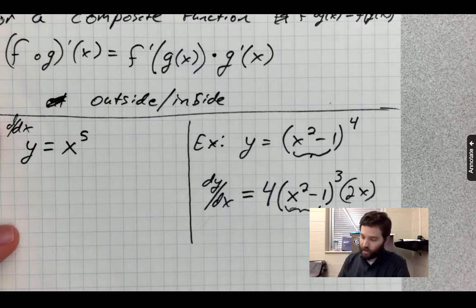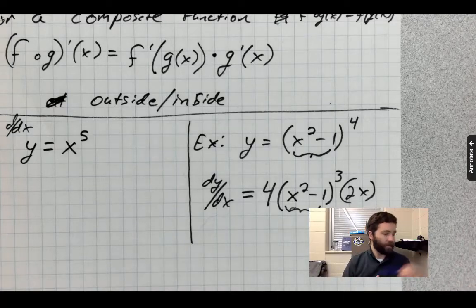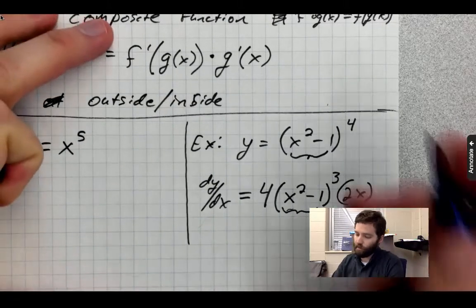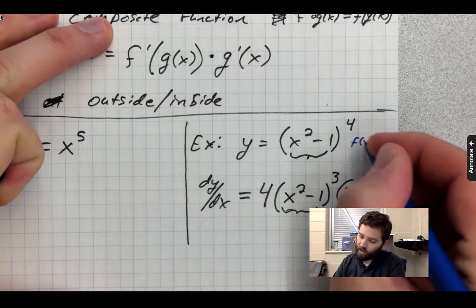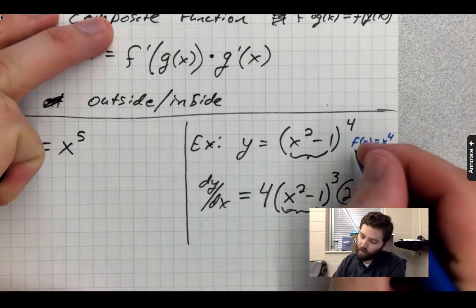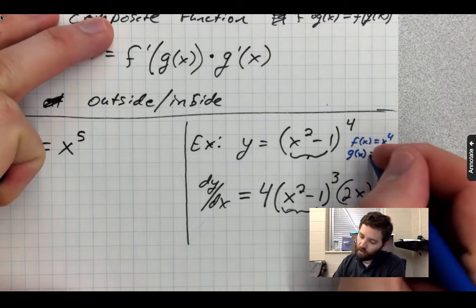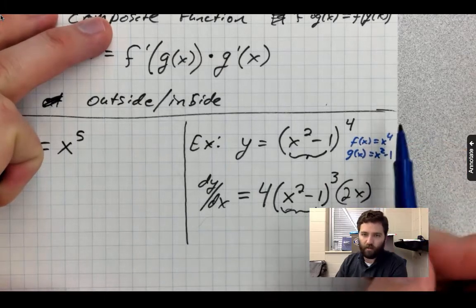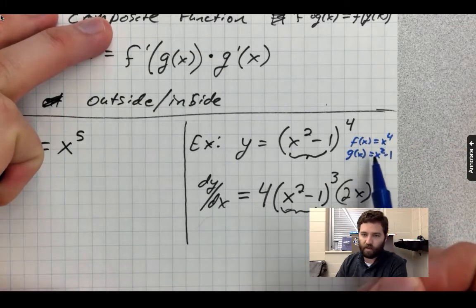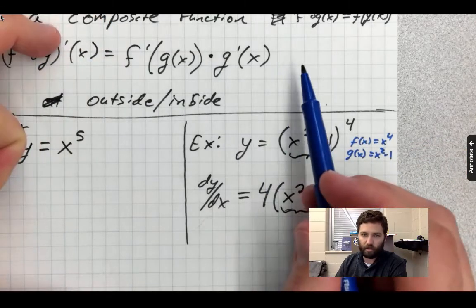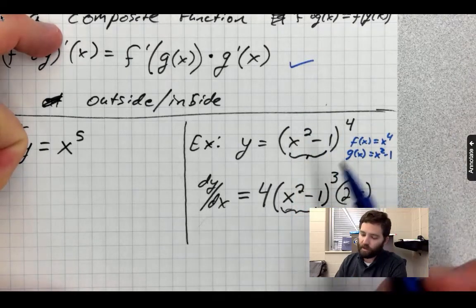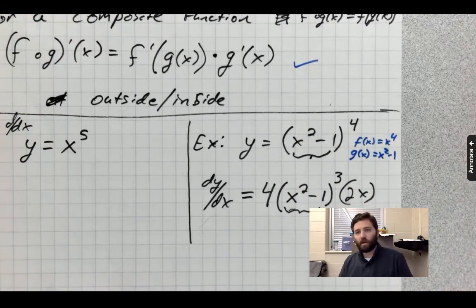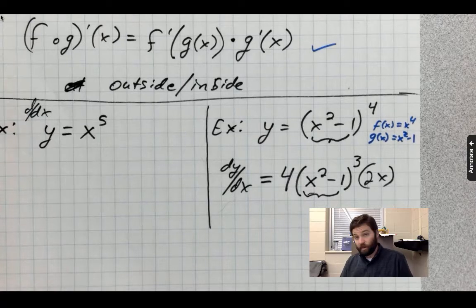Okay. And so there's your derivative. All right. And again, if you want, I'm not going to do this every time, but you can kind of list out what is my f of x and what is my g of x. So my f of x in this case would be x to the fourth. My g of x would be x squared minus 1 if I'm following this notation up here. Okay, you don't need to do that every time, but you can think of it like that.